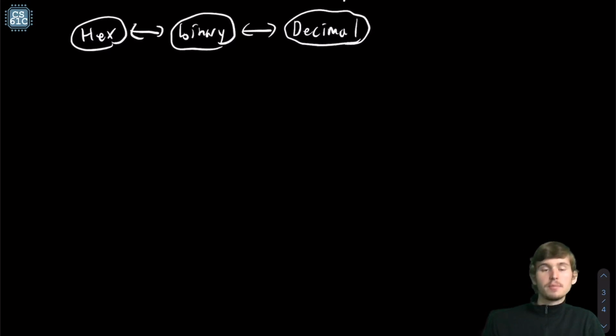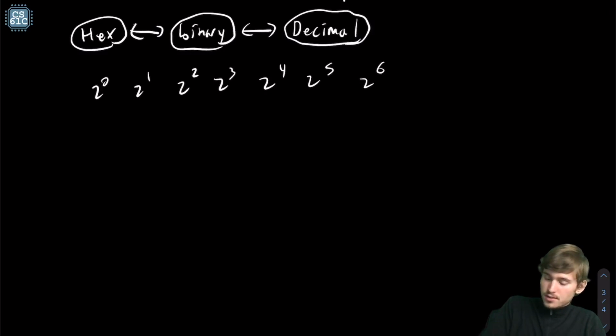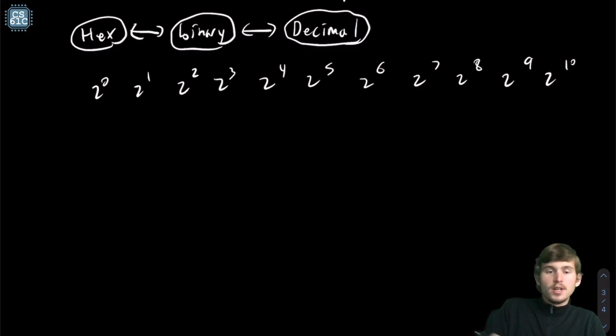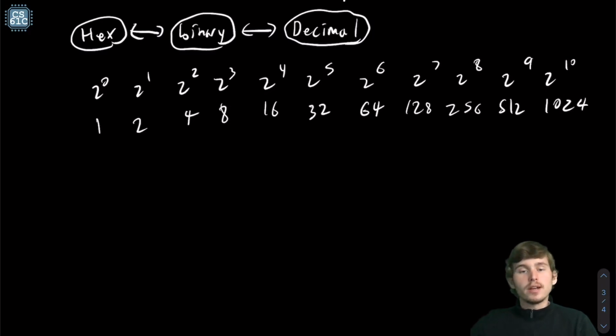So some other things that I recommend you put to heart are the powers of 2. So 2 to the 0, 2 to the 1, 2 to the 2, 2 to the 3, 2 to the 4, 2 to the 5, 2 to the 6, 2 to the 7, 2 to the 8, 2 to the 9, and 2 to the 10. So 2 to the 0 is 1, 2, 4, 8, 16, 32, 64, 128, 256, 512, and 1024. I really recommend that you guys remember these because it will just make your life so much easier.